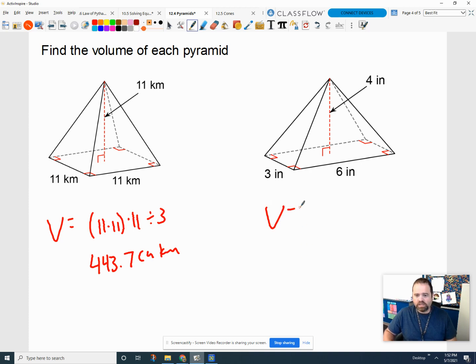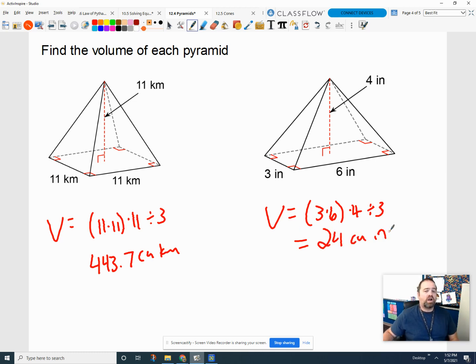All right, last one, 3 by 6, and has a height of 4. And then at the end, divide by 3. 24 cubic inches. All right, it's not hard. I told you guys when we started, this volume is so much easier than surface area. Just in the progression, though, I think that surface area needs to come first. So it should be a nice way to finish out the last couple of weeks.